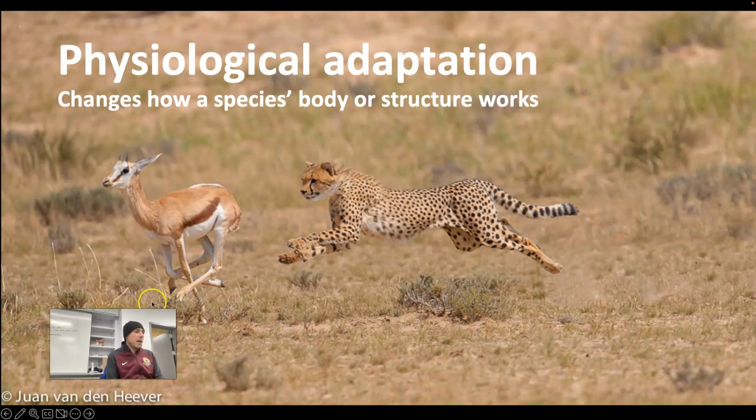Then we have physiological adaptation. This is a little harder to visualize because it's all about physiology, which is processes, how things work. So there are definitely some anatomical adaptations between both of these animals. The gazelle is made to go real fast. The cheetah is made to go real fast. So what's the deal here?